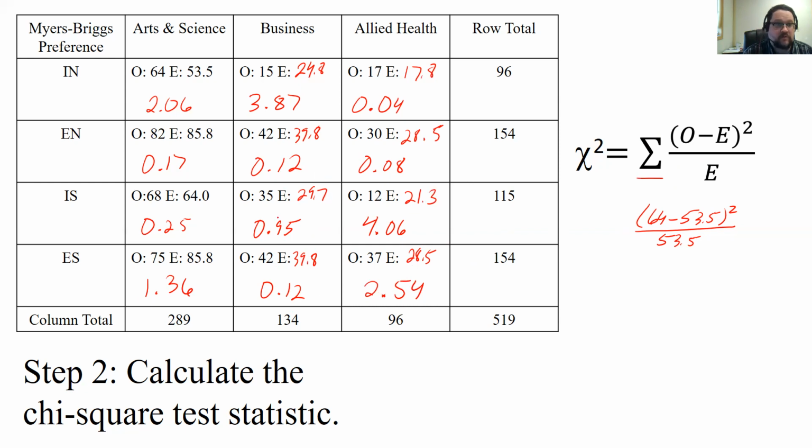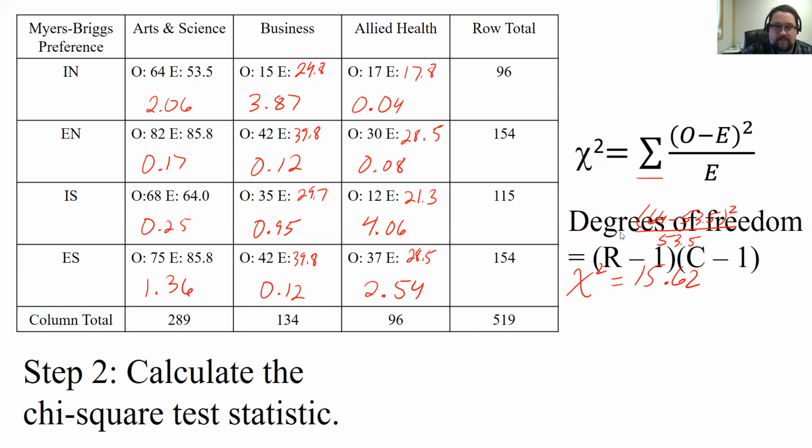All right, so we need to add all those up. This is the sum of all those. So we're going to add all those up. 2.06 plus 3.87 plus 0.04 plus 0.17 plus 0.12 plus 0.08 plus 0.25 plus 0.95 plus 4.06 plus 1.36 plus 0.12 plus 2.54. And I got a chi-squared value of 15.62.